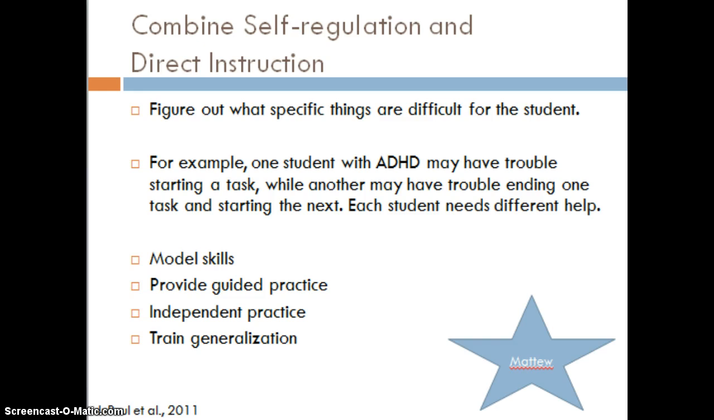Now, lastly, just really want to combine that self-regulation and direct instruction. If you remember, direct instruction is providing a model of the skill that you're teaching them. Give them guided practice until they're ready to do independent practice, and then you need to train for generalization. Okay? One student with ADHD may have trouble starting a task while another has trouble ending one and starting the next. Each student needs different help. Be sure that you're aware of the specific student's needs.